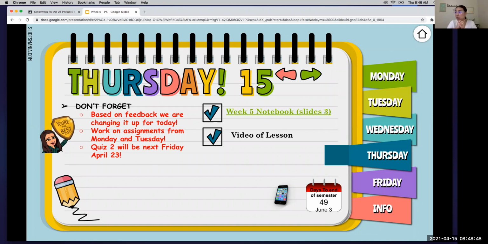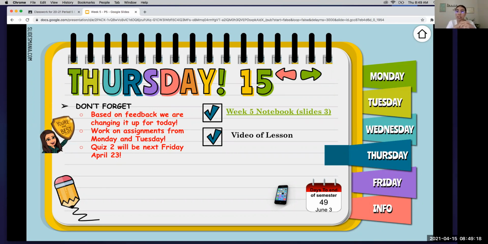So make sure you are clicking on that week 5 agenda. It'll give you a little breakdown of what's going on today. We have decided to change things up today. Let me start off with these announcements here. Based on the feedback we have been receiving from you guys on the homework assignments from Monday and Tuesday, we're deciding that we are changing it up today.